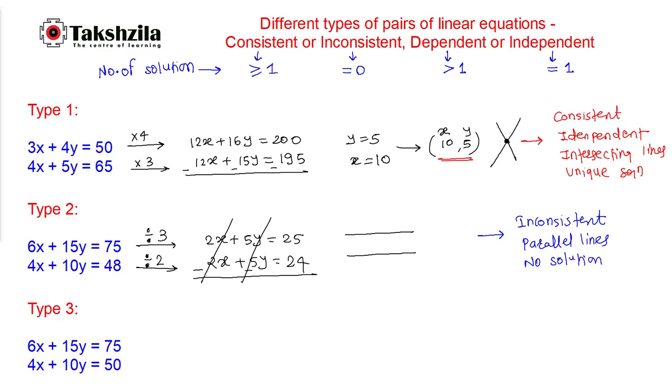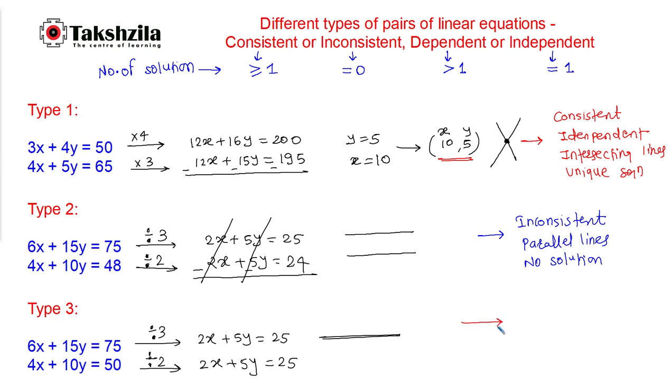Similarly, let's try the third type, everyone. Divide the first equation by 3, divide the second equation by 2. What you will get? 2x plus 5y is equal to 25, and the second equation will also give you 2x plus 5y is equal to 25. So basically these two equations are not two different equations, they are the same equation with two variables. So they represent overlapping lines. How many intersection points are there? There are infinite intersection points, and that is why there are infinite solutions.